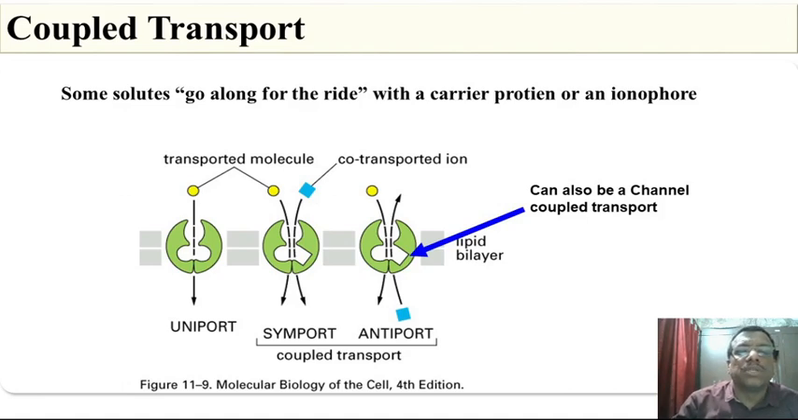This is uniport, this is symport. Symport requires some molecules. Along with these molecules only, some of the biomolecules can move across the plasma membrane. This is called coupled transport.